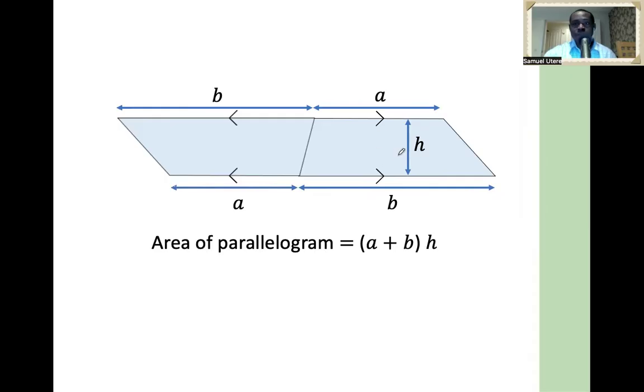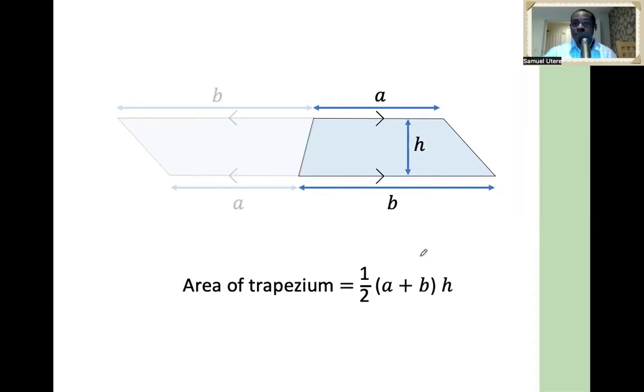But we've doubled the trapezium now. So if we want to get the actual area of the trapezium, we're going to have to halve our answer. We're going to have to halve the area of this parallelogram. So that is what gives us the formula for finding the area of a trapezium. It is half of the sum of the parallel sides multiplied by the height, the perpendicular height between them.